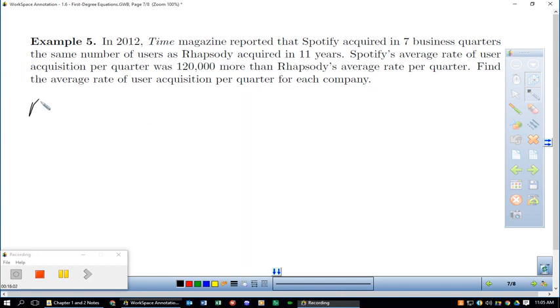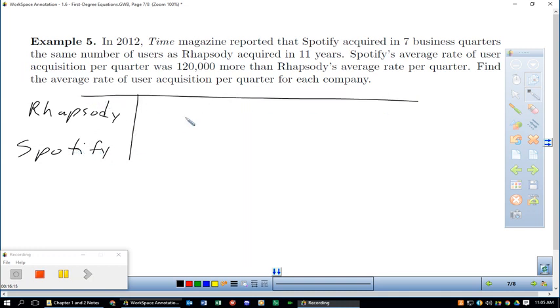Let's see if we can organize this. We have Rhapsody, we have Spotify. Now, what do we care about with these two companies? Well, first, we care about the number of quarters.